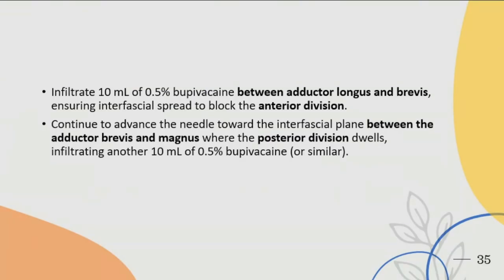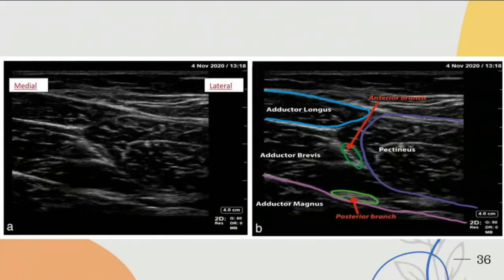So how much to give? It's about 10 mil. If you choose bupivacaine, you can aim for 0.5%. If you choose ropivacaine, you can aim for 0.5% as well. So we already know the anatomy, so you deposit 10 mil each of the LA near to the nerve or at the fascia plane.